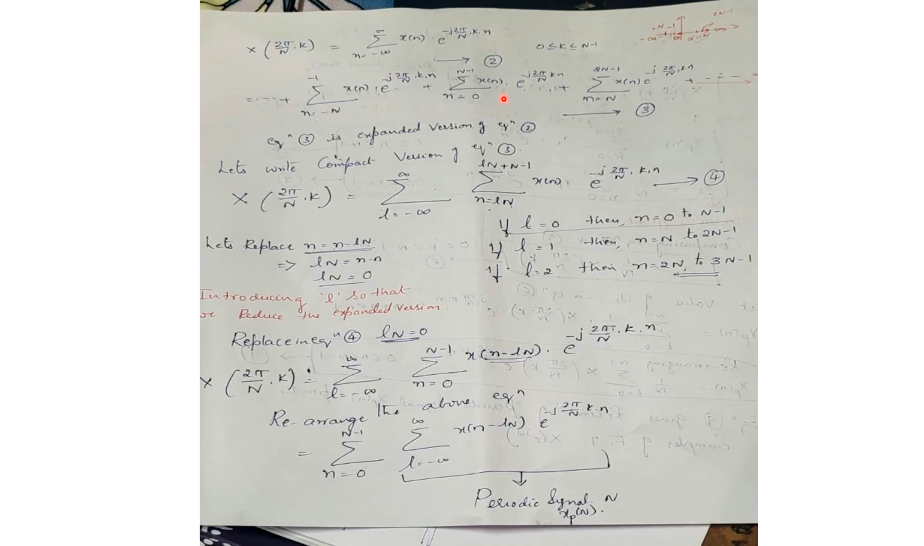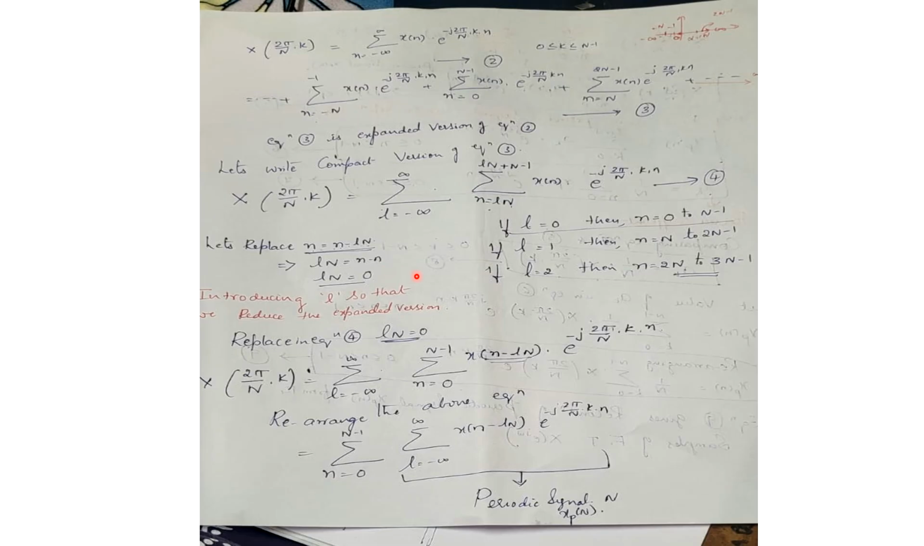So all these three terms are in between the summation minus infinity to infinity. Let us consider this as equation 3. Equation 3 is an expanded version of equation 2. Let us write the compact version of equation 3. As we have expanded equation 2 from the summation minus infinity to infinity, we have got three terms. So for this expanded version, let us write a compact version. We have so many summations here: minus N to minus 1, 0 to N minus 1, and N to 2N minus 1.